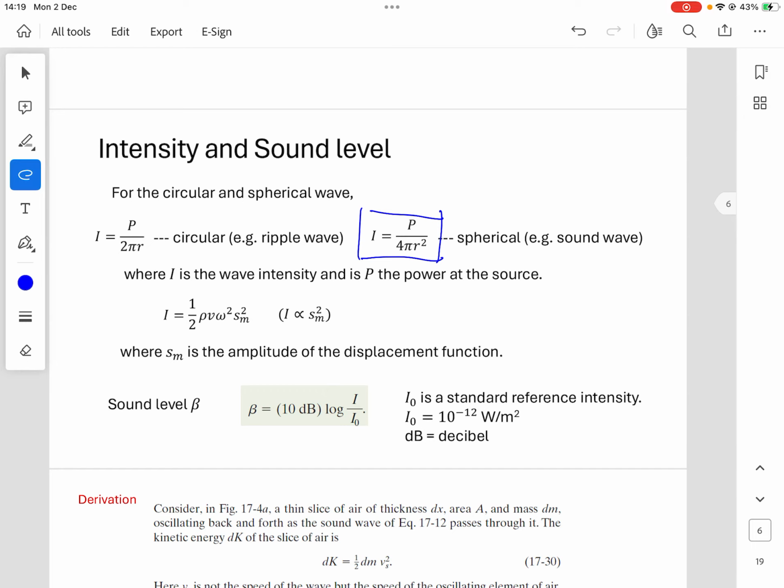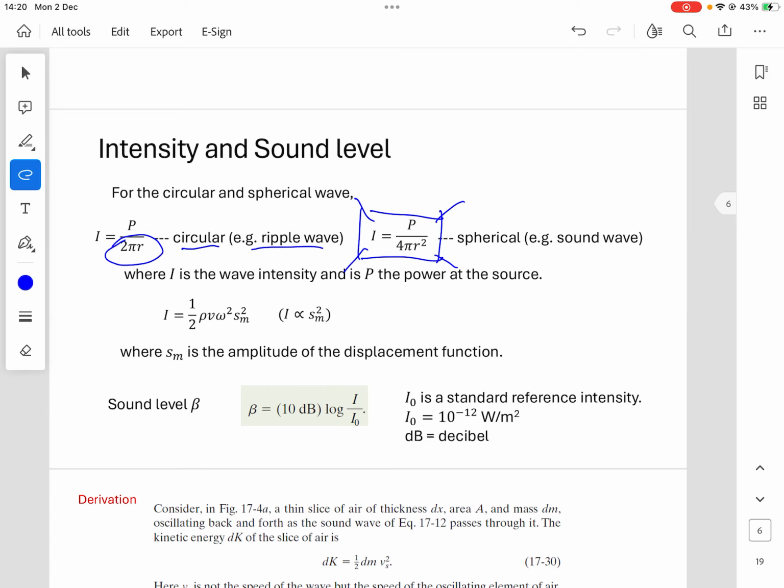Similarly in the case of a ripple wave, which, like I mentioned, is a circular wave, the area becomes the circular line that the ripple wave spreads through. In this case it is different. For the ripple wave, the intensity is the power divided by 2 pi r. Okay, but we're going to focus on this equation for the sound wave.